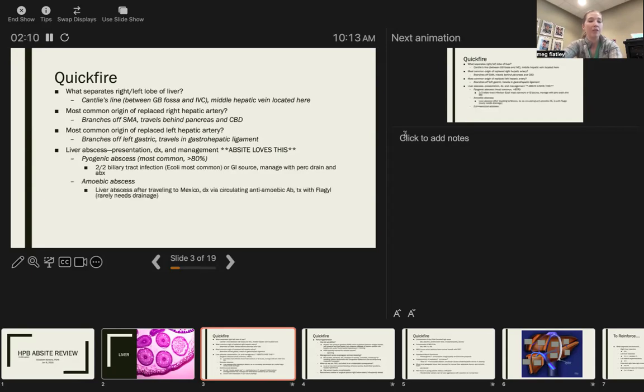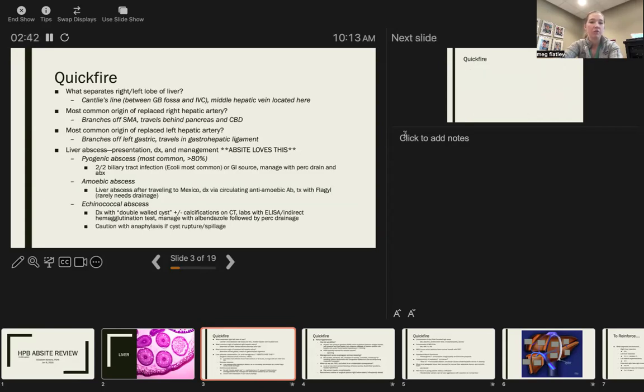For an amoebic abscess, and we're going to go over the radiographic findings for these in a little bit, amoebic abscess commonly is someone who's traveled to a country like Mexico. You can get anti-amoebic antibodies, and you're going to treat that with Flagyl. This rarely needs drainage. In an echinococcal abscess, this has the classic double-walled cyst, like the daughter cysts, calcifications on the CT scan. You can get an ELISA or an indirect hemagglutinin test, and you're going to manage that with an azole, like albendazole, followed by perc drainage if necessary.